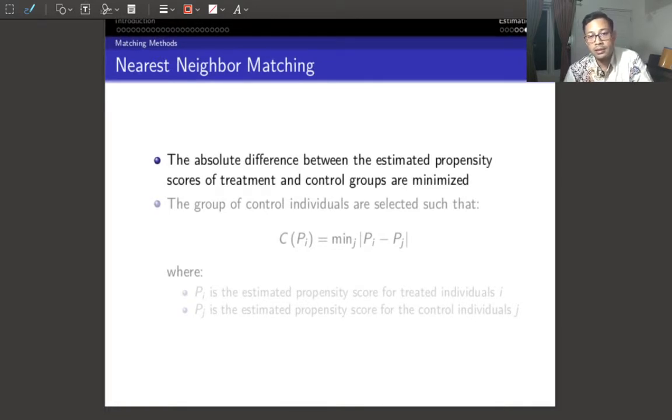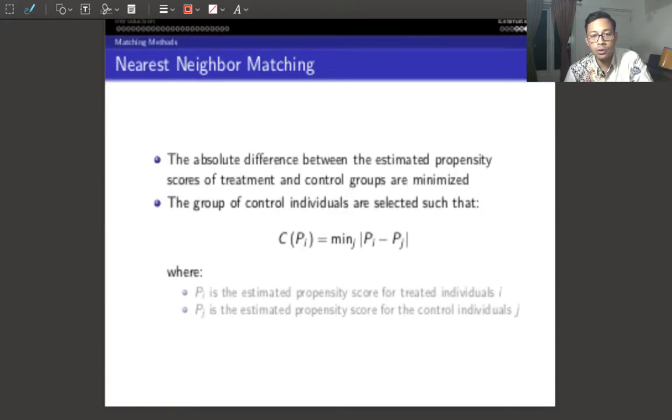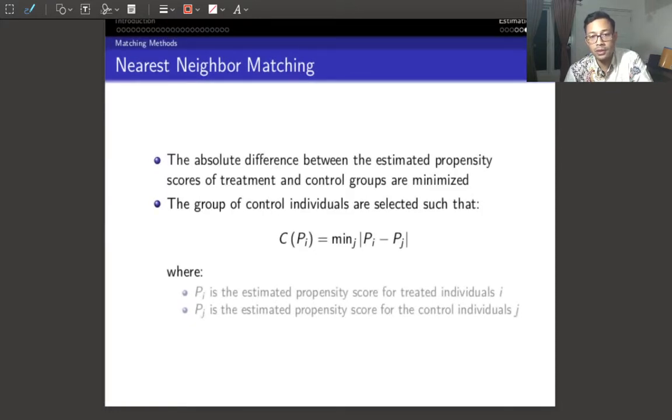Basically, the absolute difference between the estimated propensity scores of the treatment and the control groups is minimized. So the group of control individuals are selected such that C of P_i is going to be the minimum between the propensity score of the treated individual, P_i, and the propensity score of the control individual, P_j. Okay, and so this is the idea of nearest neighbor matching.